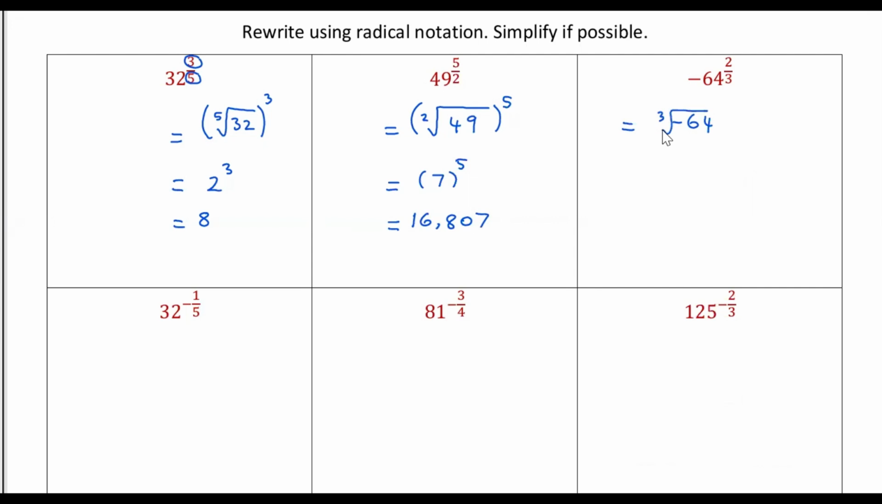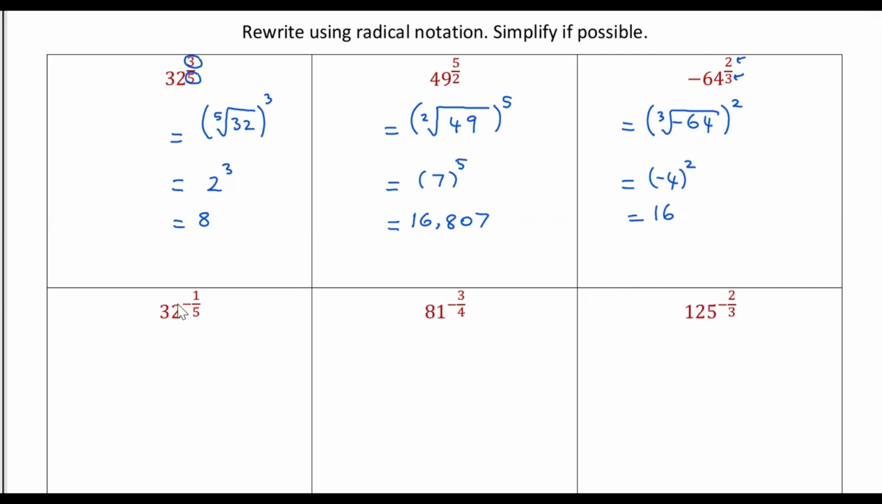Next example, negative 64. Take the cube root, because we have a denominator of 3, and then raise it to the second power. The cube root of negative 64 will be negative 4. When we square it, we find 16.